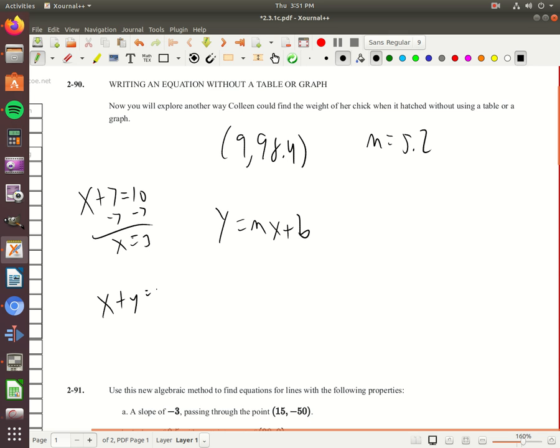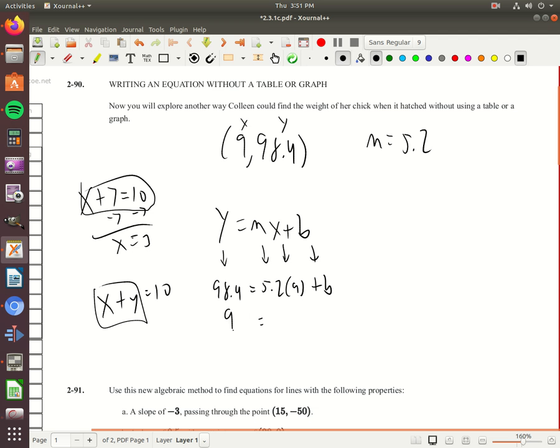However, this is a lot more tricky, right? Because it could be 10 and 0 or 9 and 1 or 8 and 2 or 11 and -1 or 10 and a half and -1/2. So if I have two variables, I can't solve it. But if I only have one unknown variable, I can solve it. Well, if I look at this, I only have one unknown variable. I have an x, I have a y, and I have an m. So for y, I'll substitute in 98.4. For m, I'll substitute in 5.2. For x, I'll substitute in 9. And my unknown variable happens to be b. I don't know what b is, but I do know what everything else is.